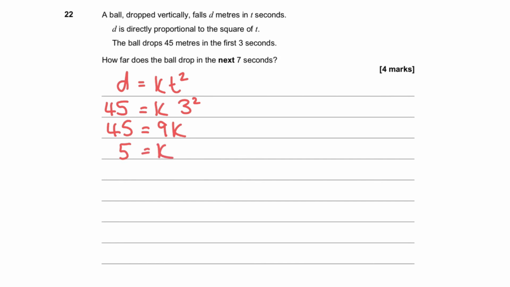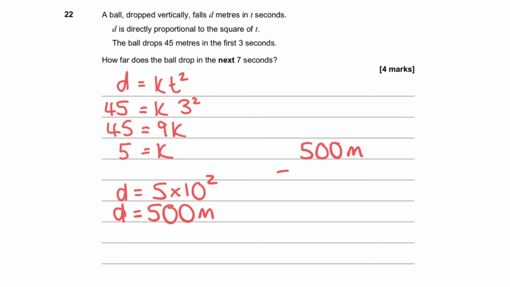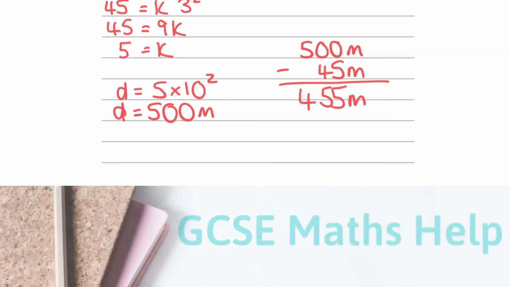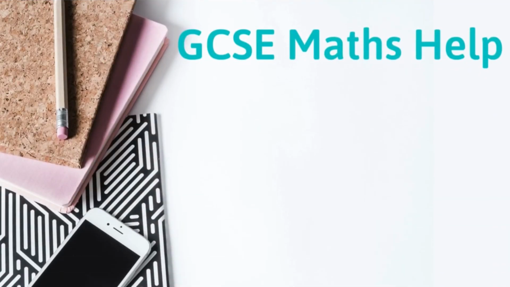So to work out how far the ball dropped in the next 7 seconds, we need to work out how far it dropped in 10 seconds and then take away the first 3 seconds that we've been given. So if we put distance is equal to 5, because we know what k is now, and then times 10 squared, the distance after 10 seconds is 500 metres. So we can do 500 metres, take away the 45 metres that it fell in the first 3 seconds to give us 455 metres.